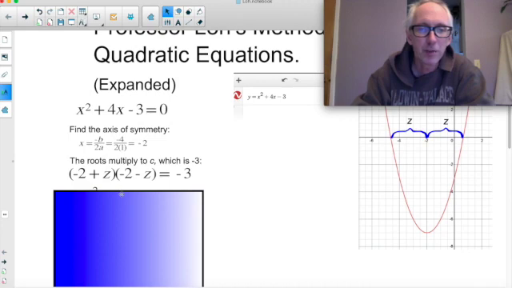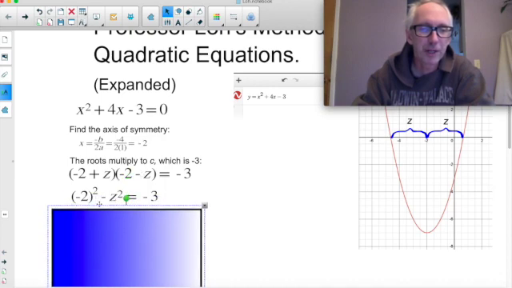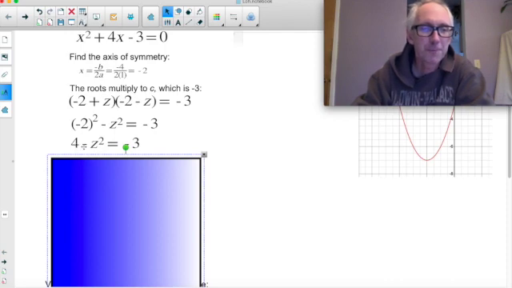All right, we know that to find the roots, we have a root of negative 2 plus z and a root of negative 2 minus z. And if you multiply those together, you will equal the c value, which is negative 3 in this case. So now we're going to do some basic algebra. And notice, this is really the difference of two perfect squares. So you could do negative 2 squared minus z squared equals negative 3. And then doing some basic algebra, negative 2 squared is 4, minus z squared equals negative 3.